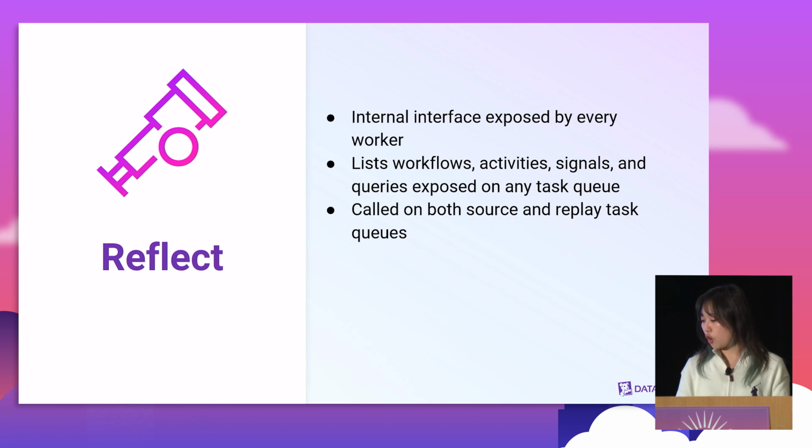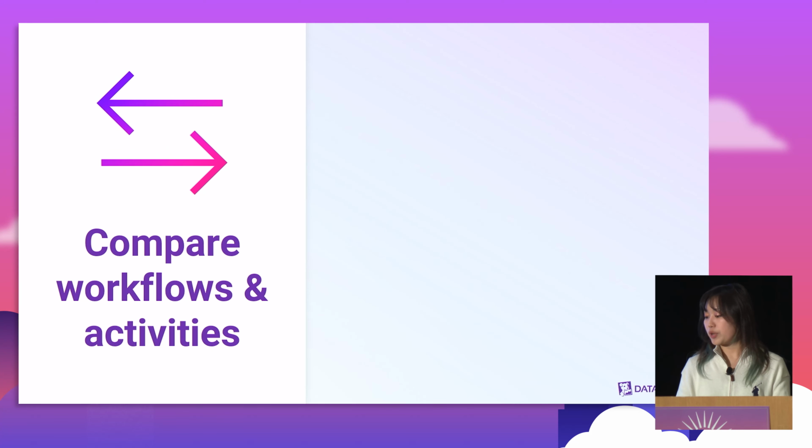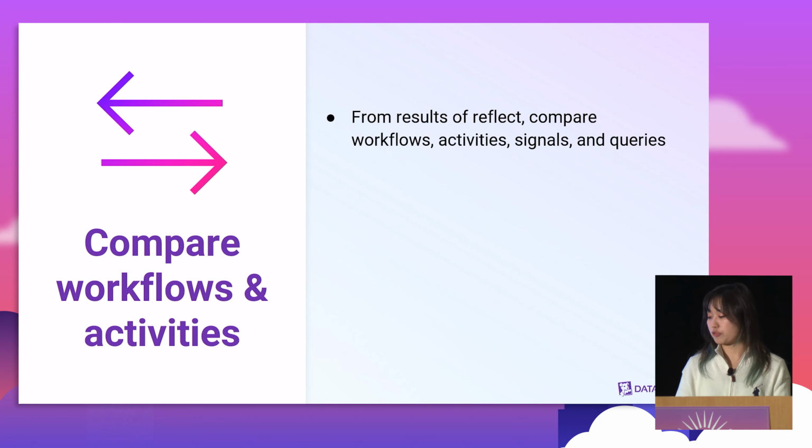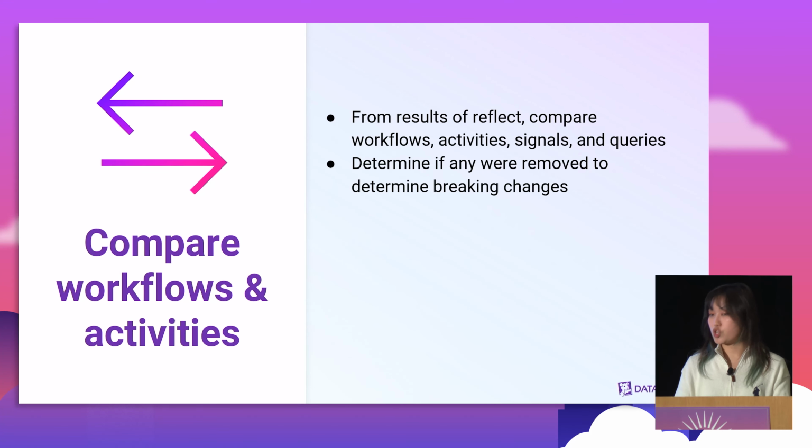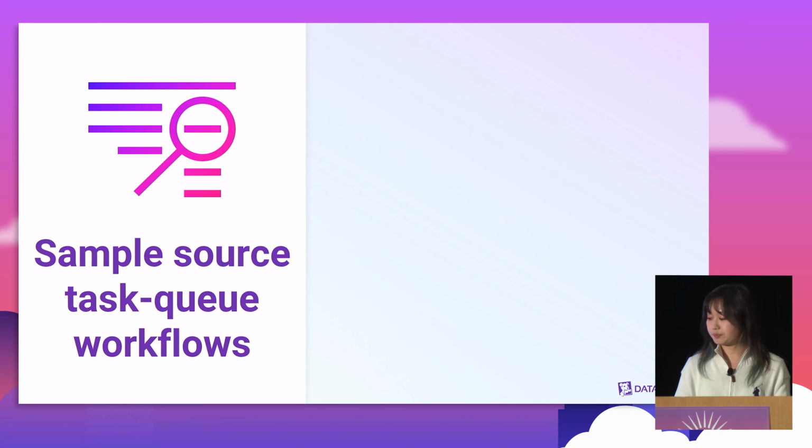So after calling reflect, we would get back those results and compare the workflows, activities, signals, and queries. And this allows us to determine if any were removed, which is a type of breaking change that we went over earlier. If there are any removals here, we'd be reporting these back alongside other breaking changes from replay failures, which is what we'll be looking at next.